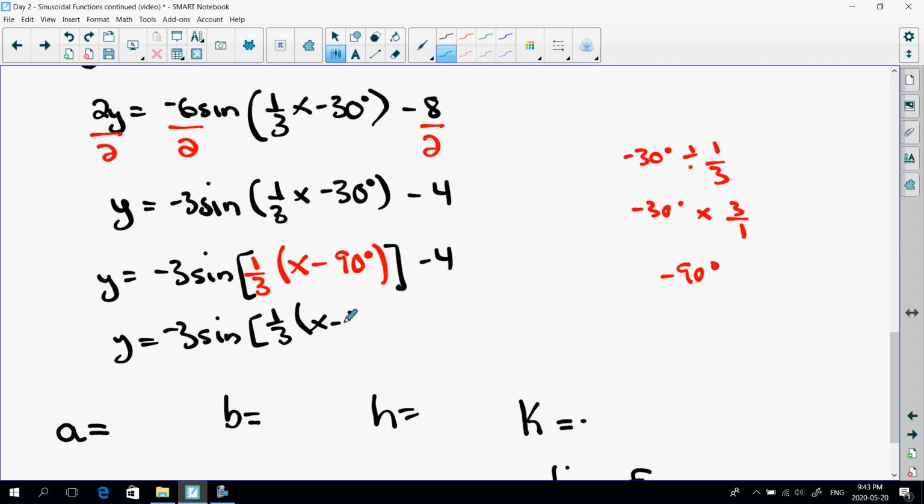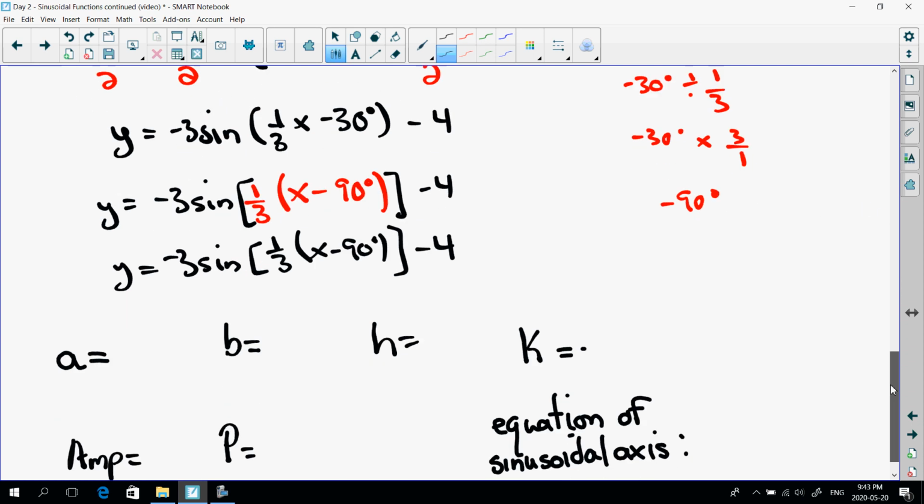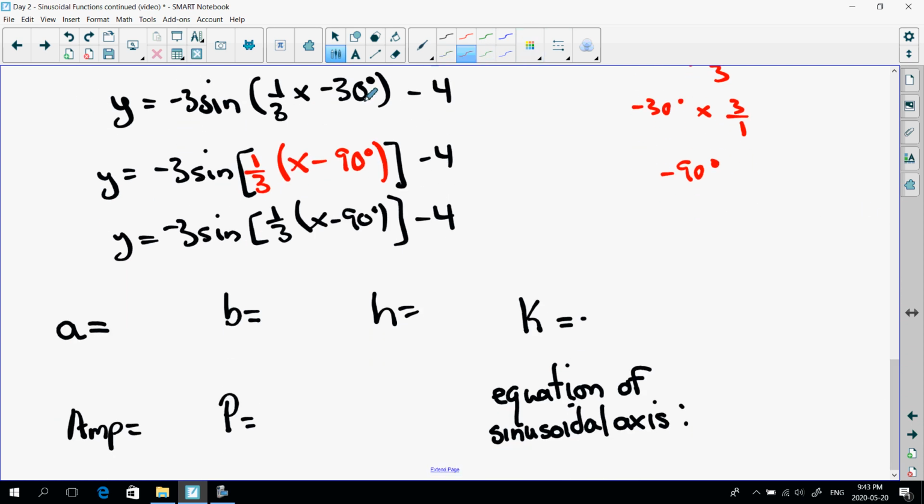1/3 x minus 90 minus 4. Okay, if you're wondering how this 30 became a 90, check it out over here. I divided the -30 by 1/3. Now I can pick out my a value. Little a is -3. That means the amplitude will be +3.